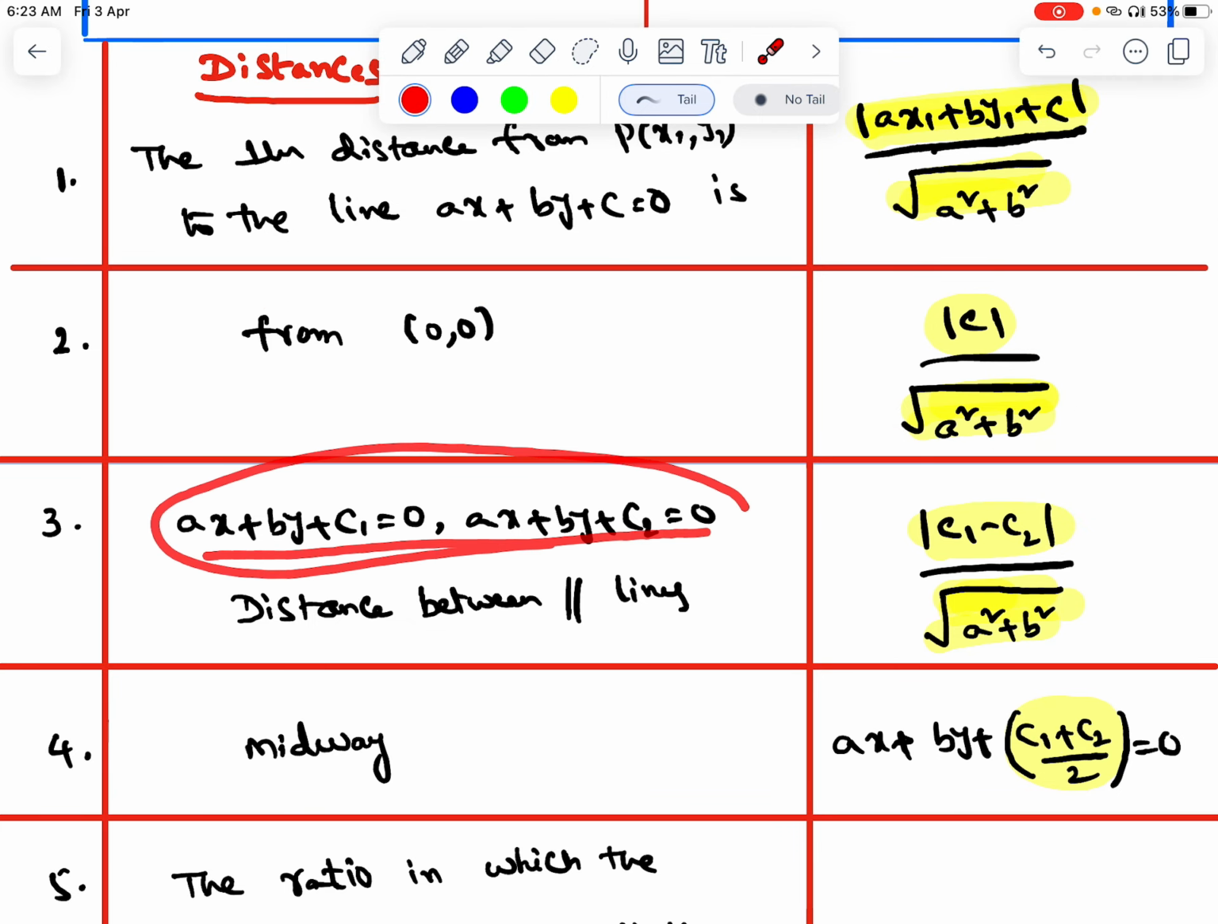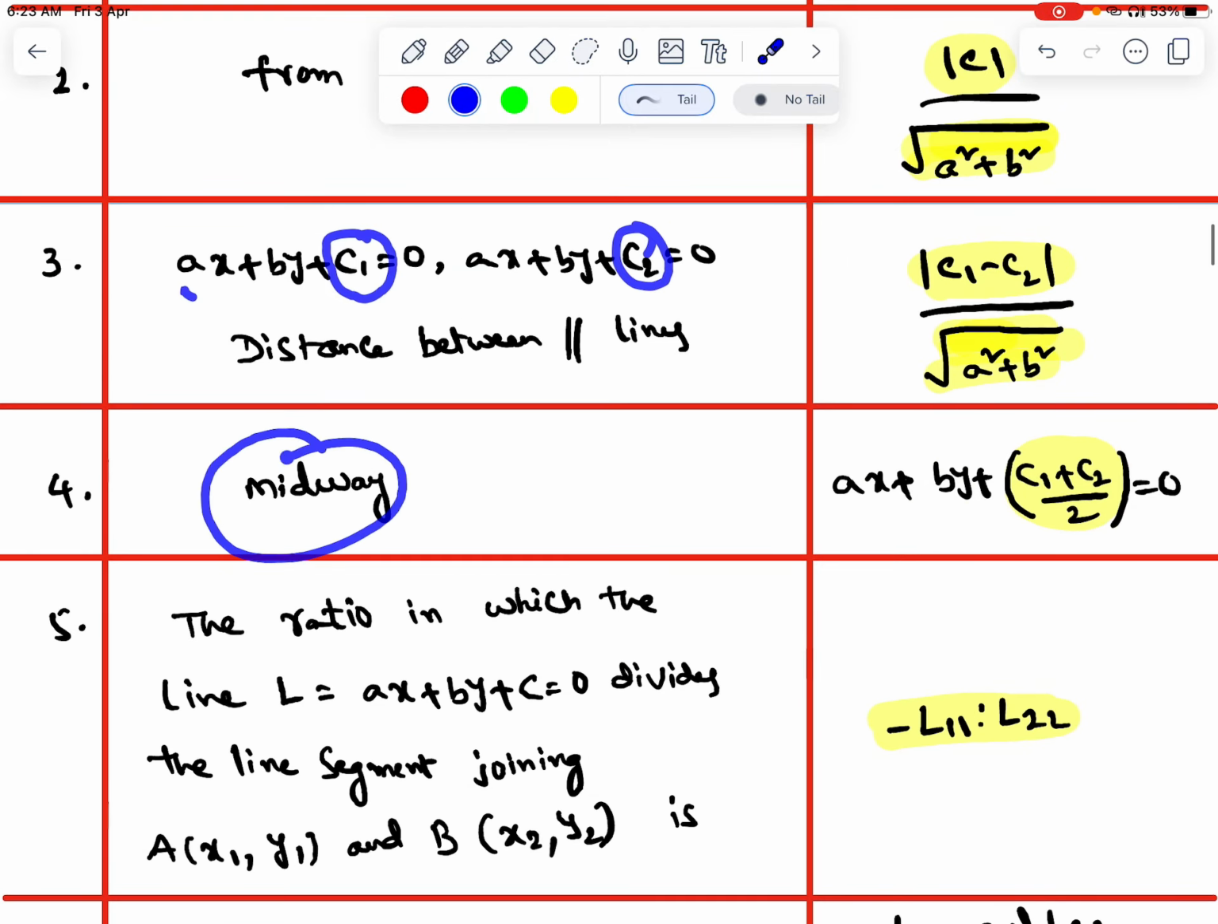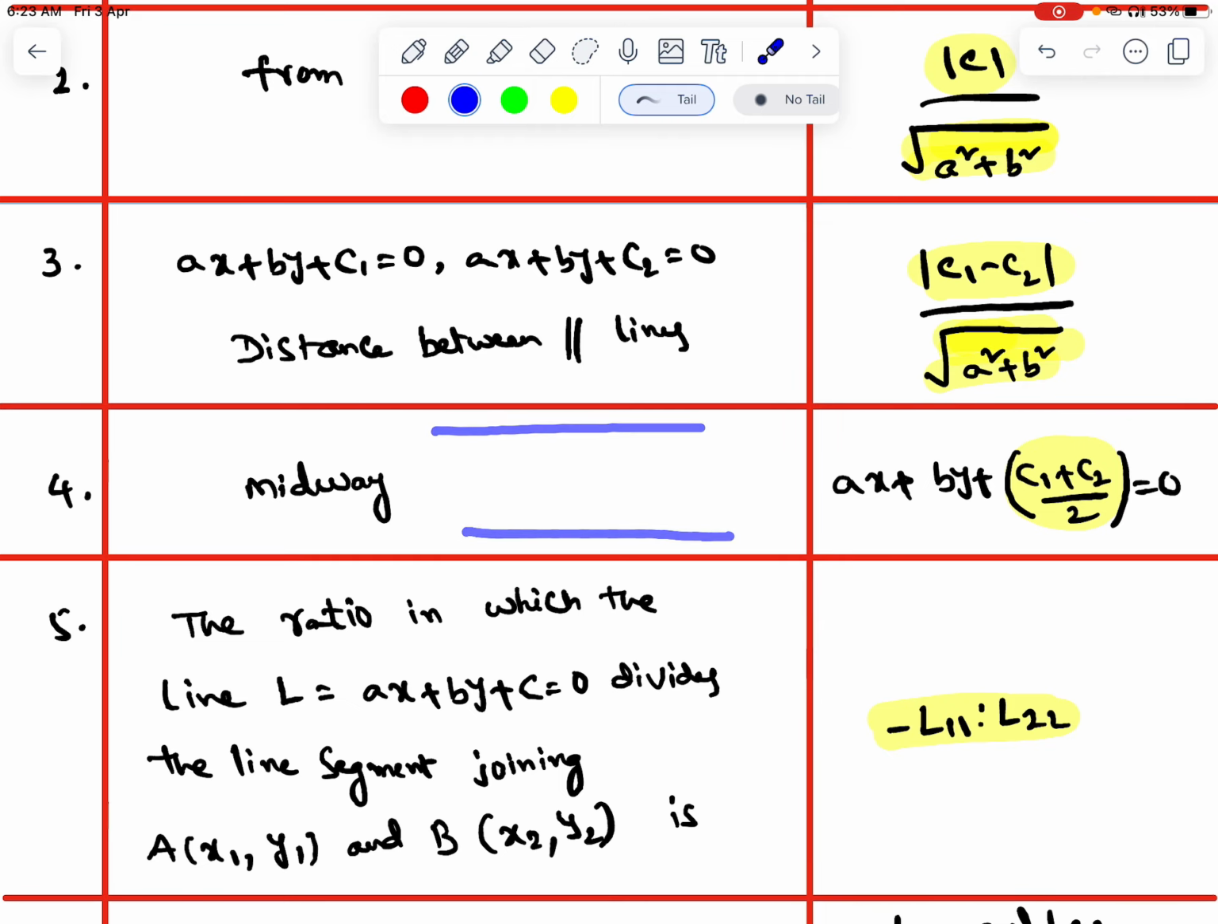Two lines are parallel, then the distance between them. This is the most important sum. The distance between parallel lines: these two are parallel. The formula is mod c1 minus c2 by root over a square plus b square. Here the lines are parallel, which means there is only a difference between the constants. Midway: ax plus by plus (c1 plus c2) by 2. Suppose this is one line, another line, this is the midway.